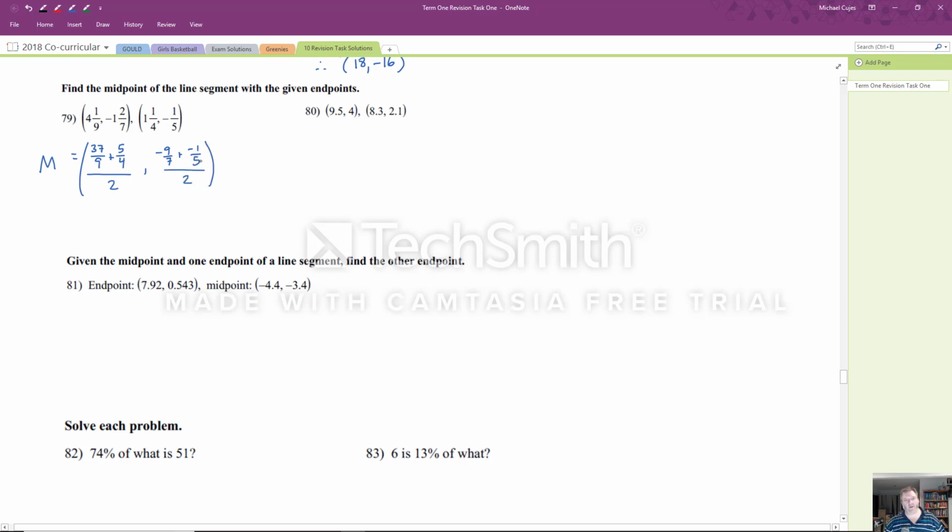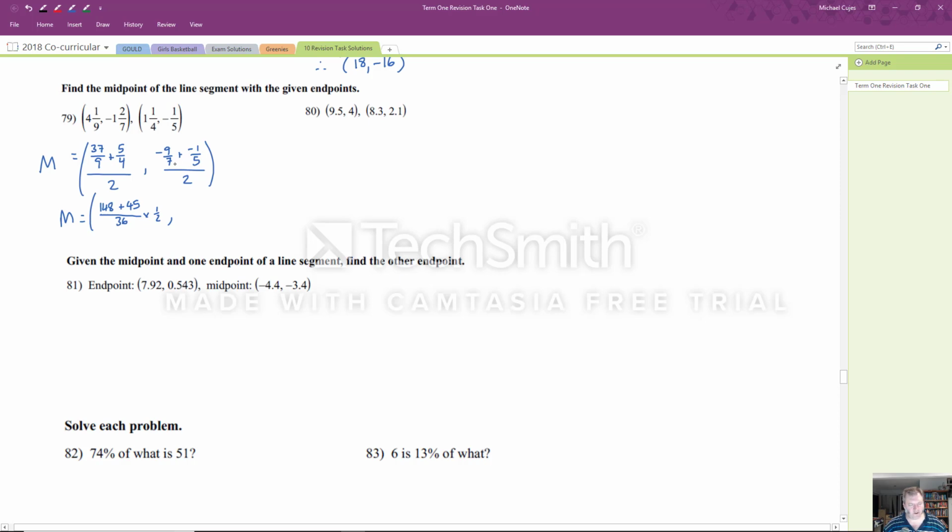What are we going to do here? We're going to write them with common denominators, aren't we? 9 and 4 both go into 36, so this is going to be 4 times 37, 148, plus 9 fives are 45, over 36, still being divided by 2, which is the same as multiplying by 1/2, isn't it? It's just going to make it a little bit easier to deal with.